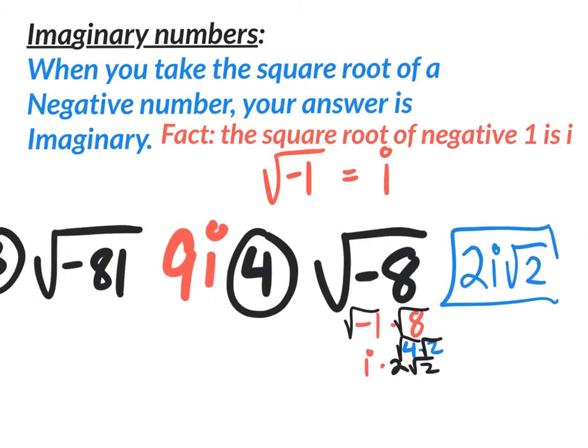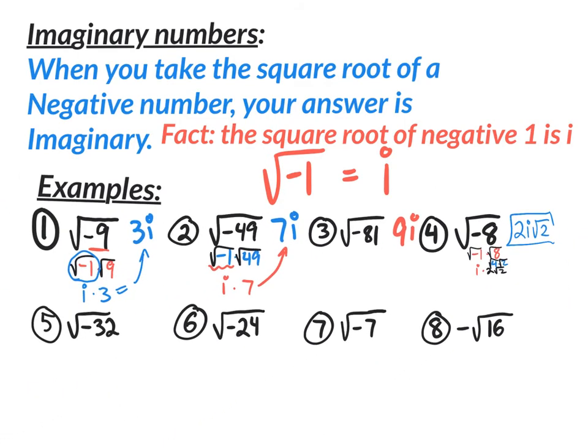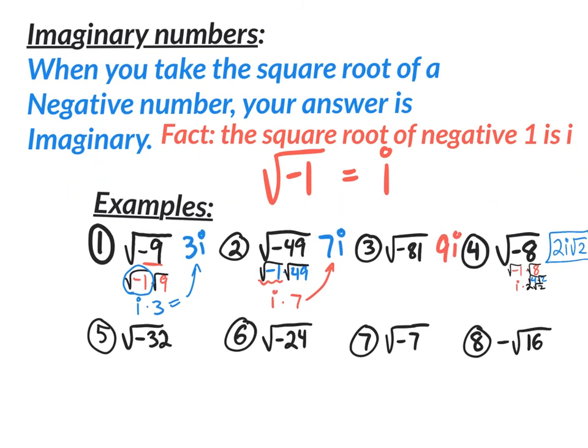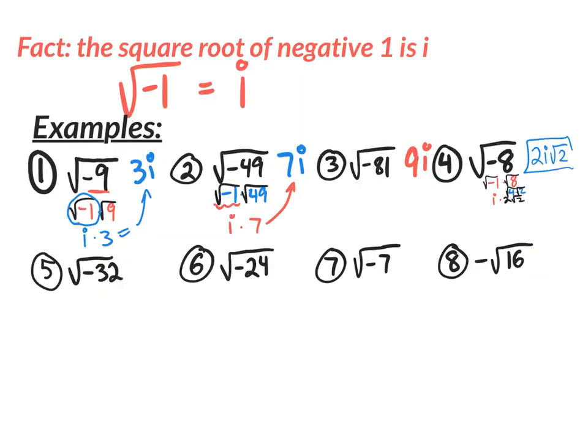Now, let's go back. Let's do a couple more of these. Number 5, let me make more space. Number 5, see, what's this negative sign going to produce? An i on the outside. So I know that I could rewrite this as i on the outside, and now on the inside I have the regular square root of 32. And you go about simplifying square root of 32 the way we normally would.